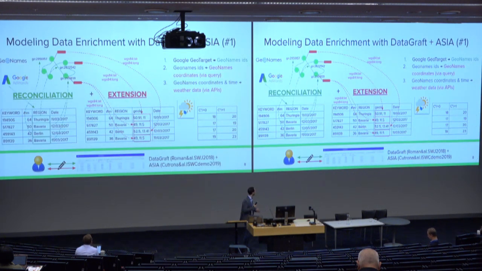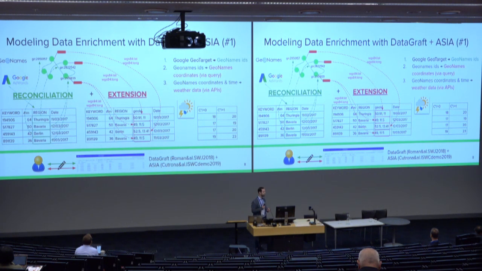So what does it mean, extension? Starting from the JOT dataset on the left, we have the information about the region location. But for querying the weather service, we need the coordinates. So by the reconciliation step, we are able to link the location strings to the GeoNames knowledge base, which provides us the URI of each location and also the coordinates for each location. So we can add a new column to the dataset, which is the coordinates column. And then starting from this column, we can query via API the weather data service.